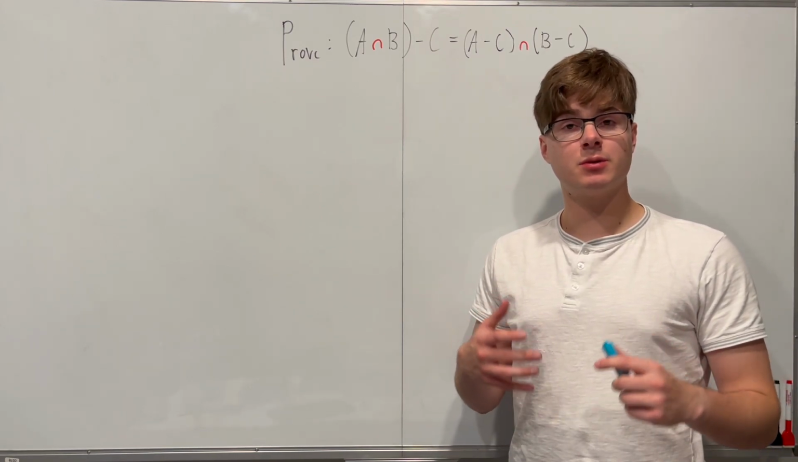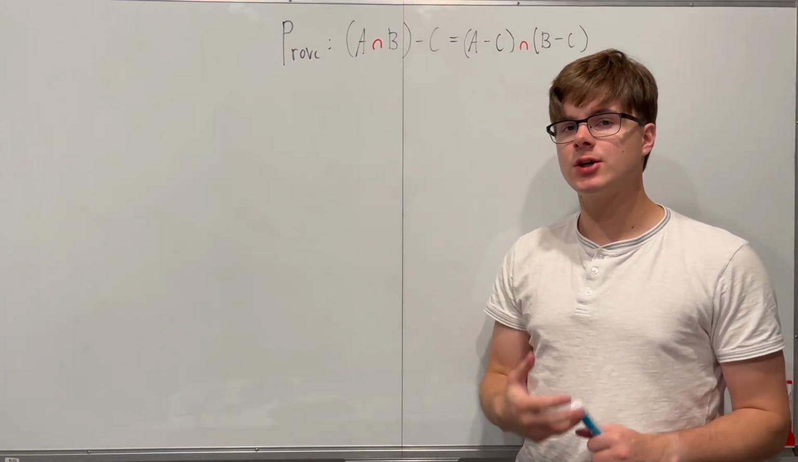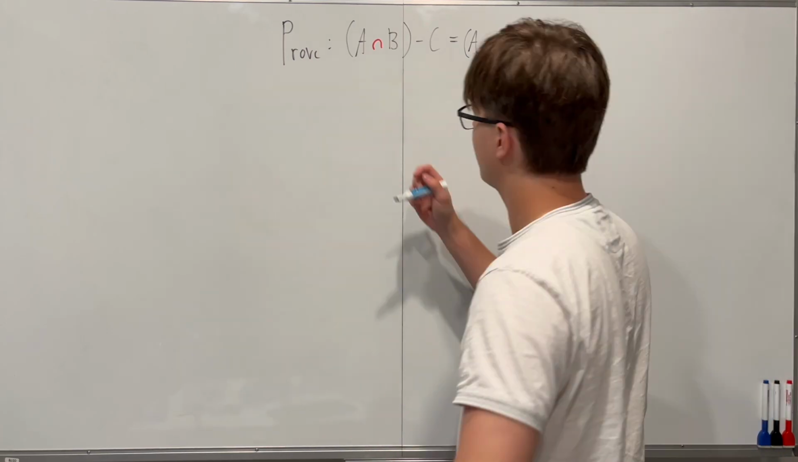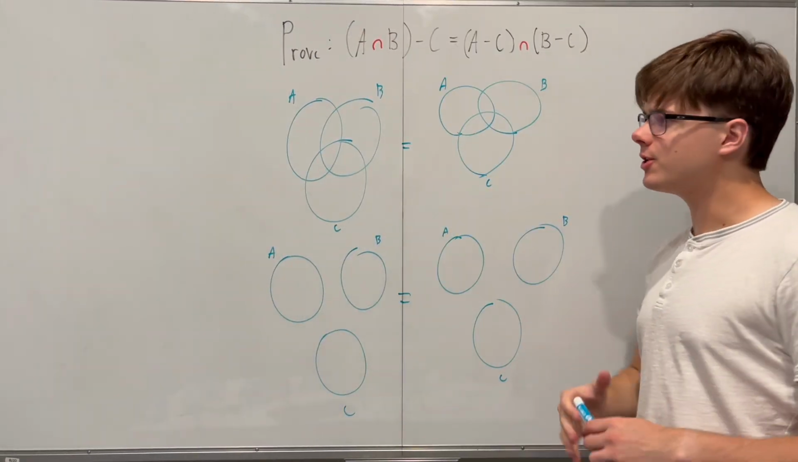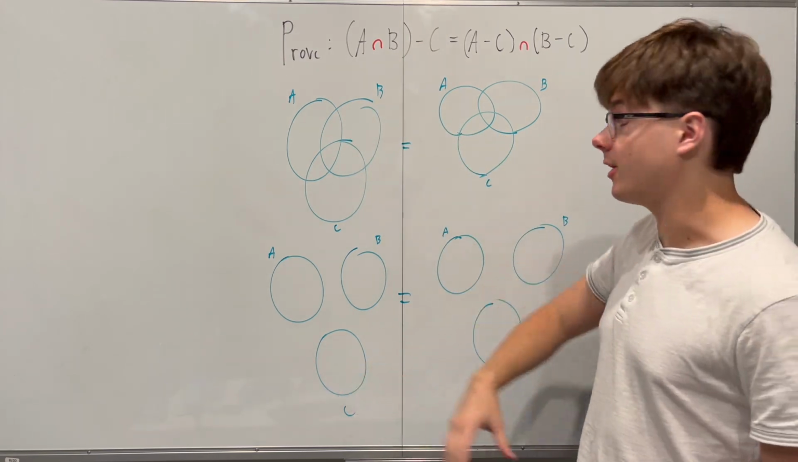So now let's look at a similar problem, but this time with the intersection. So as always, let's draw some diagrams to see if this is even true. So let's look at the two examples where all three sets share something and all three sets don't share anything.